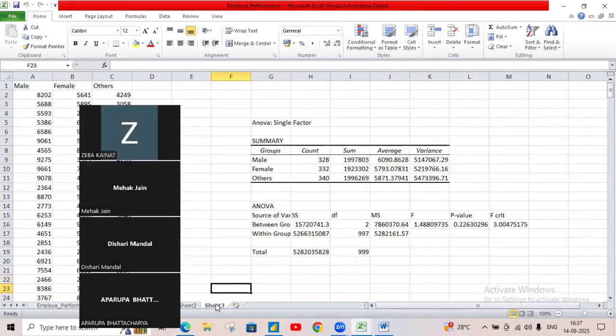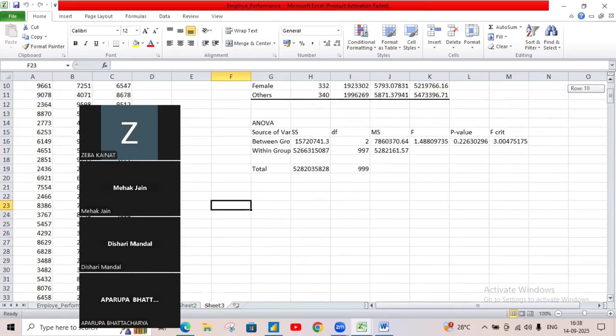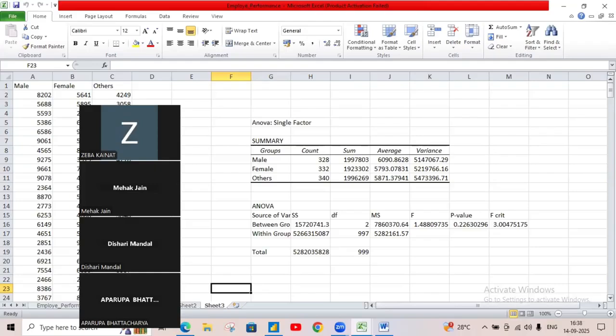Right. So our second problem statement is we wanted to know if there's a difference between the mean salary of males and females. So we've conducted ANOVA on the sample of the salaries of the male and the female employees. And again, in this result, we see that the p-value is more than 0.05. And yet again, we fail to reject the null hypothesis, and we can conclude that there's no statistically significant difference in the salaries of the employees.